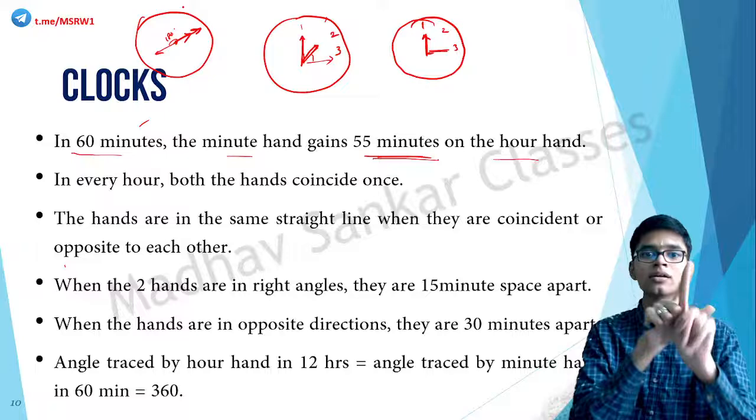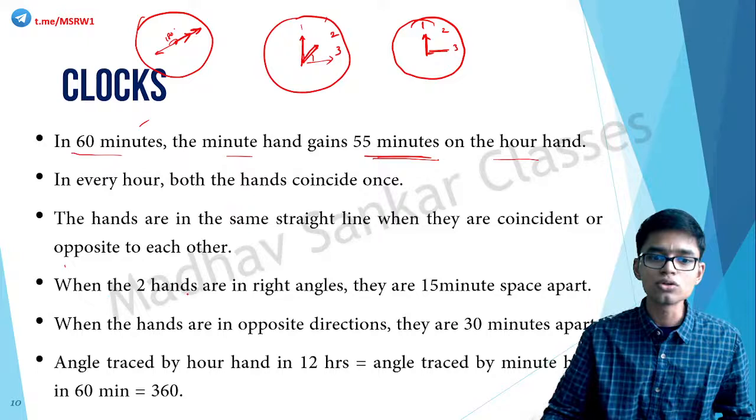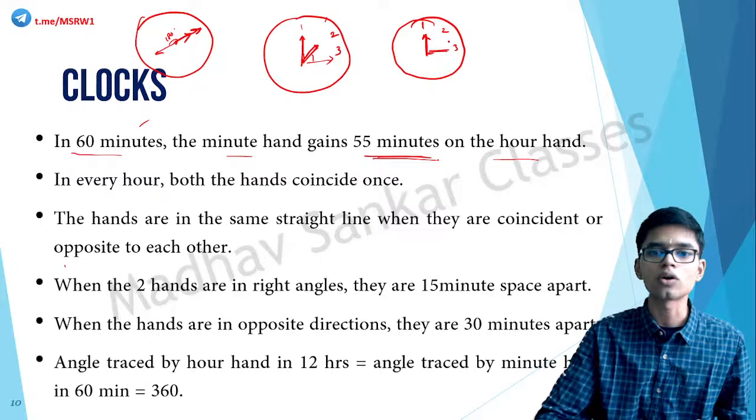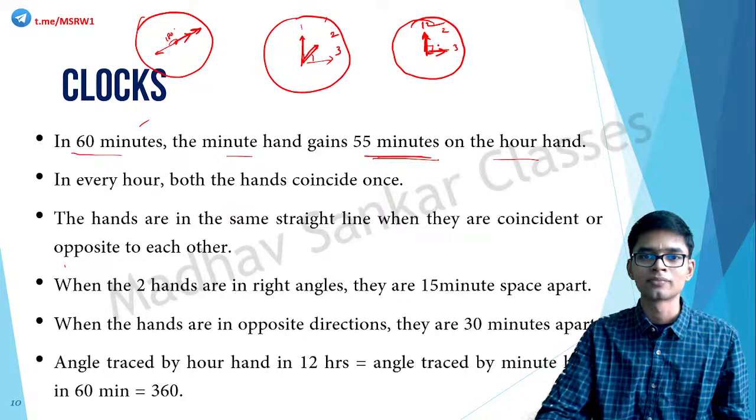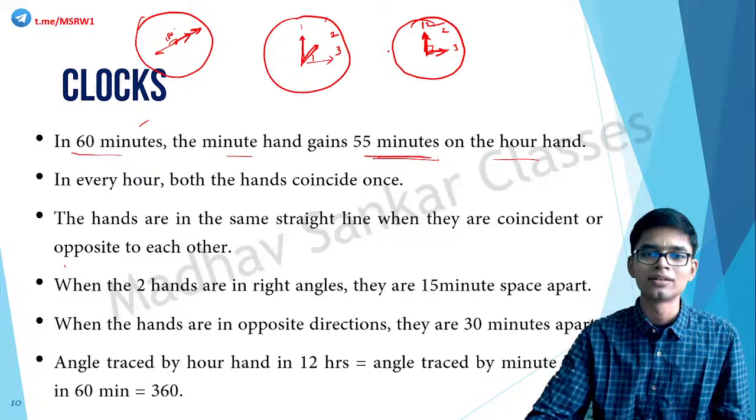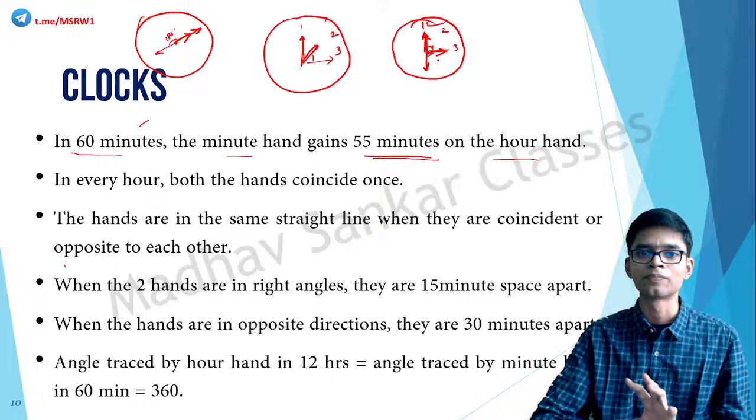Now, when the two hands are at right angles, they are 15 minutes apart. I think you know that. Say at 3 o'clock, the hour hand will point to 3, the minute hand will point to 12. So the angle made here is 90 degrees, and this distance in minutes is 15 minutes. Now, when the hands are in opposite directions, they are 30 minutes apart. When they are in opposite directions, the total angle subtended here is 180 degrees. That is how many minutes?